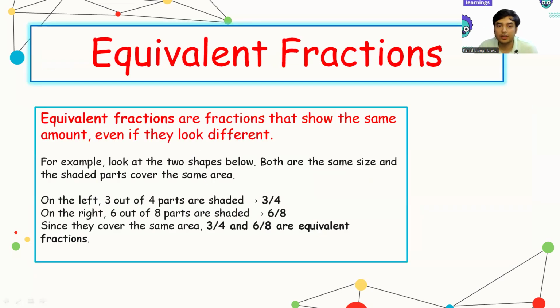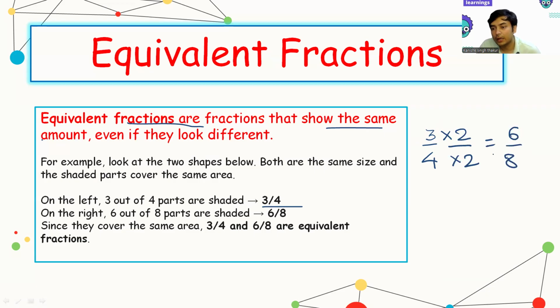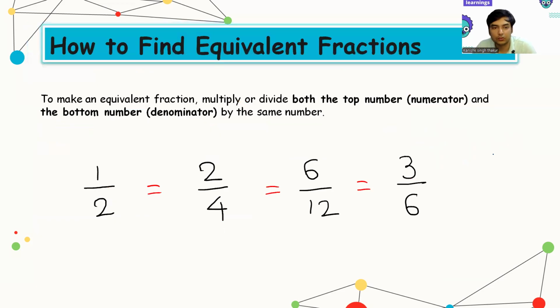Now, equivalent fractions, as I already told you, are fractions that show the same amount even if they look different. If you have 3 over 4, you can multiply the numerator and denominator by 2 and write it as 6 over 8. Remember, you can only multiply by the same number. You cannot multiply by different numbers. So this is 6 over 8, right?